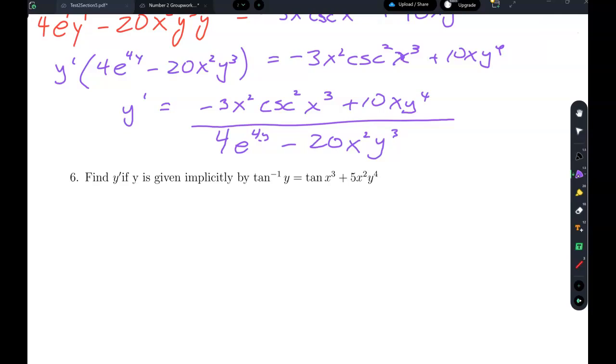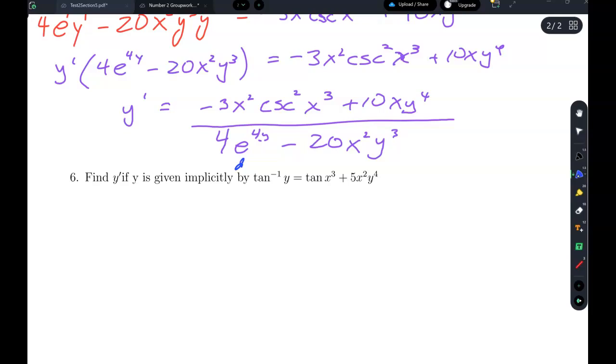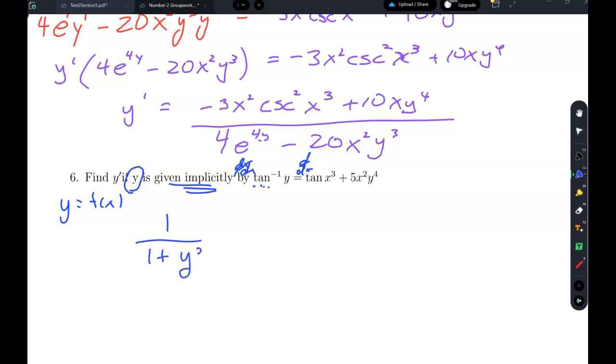All right, let's try this one. So I want to take the derivative with respect to x on both sides, right? So when it says implicitly, every time you see a y, you're thinking the y is a function of x. Derivative with respect to x. So take the derivative of arctangent, 1 over 1 plus stuff squared, times the derivative of stuff, which is y prime.